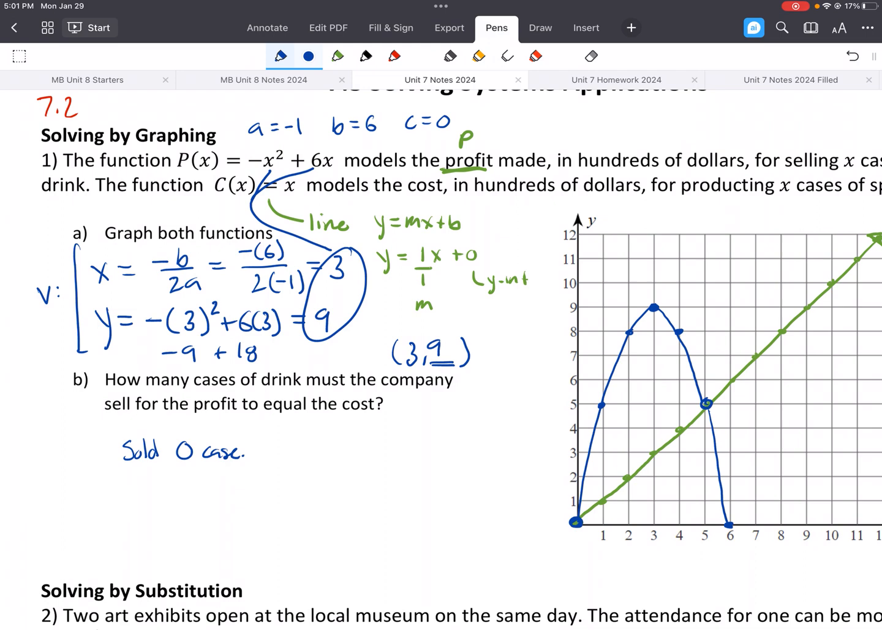So the profit equals the cost. The other would be at 5. So if you sell 0 cases or 5 cases. If you sell 5 cases and you produce 5 cases, then you also broke even. Okay? So those would be the two options of things that could happen.